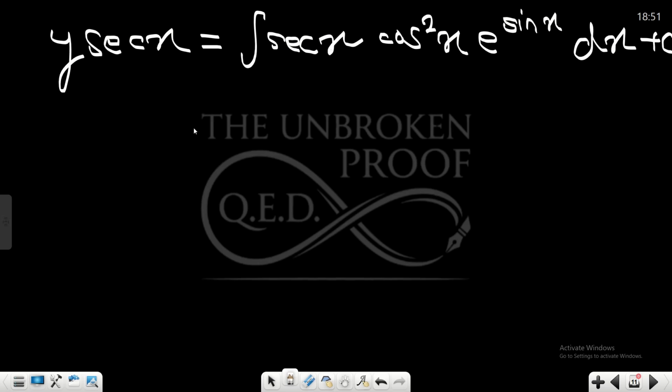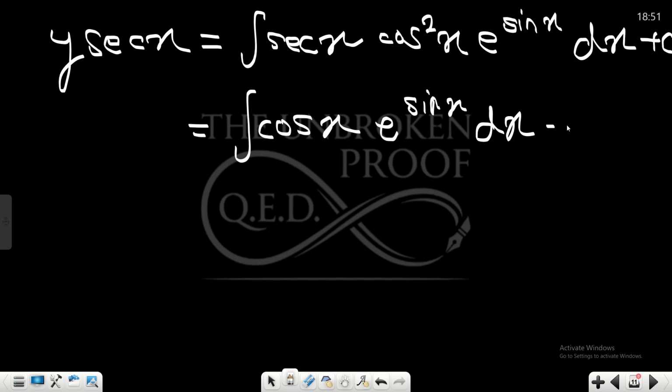Okay, now if you see, secant x into cos x is 1, so you'll have a cos x remaining, then you'll have e power sin x, then you'll have dx and you will have a plus c.